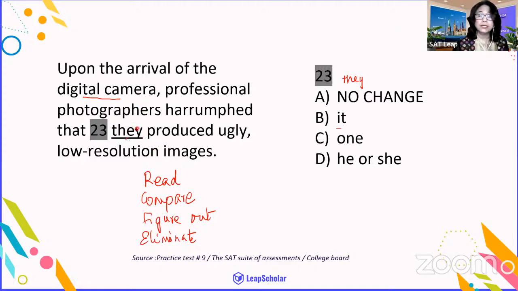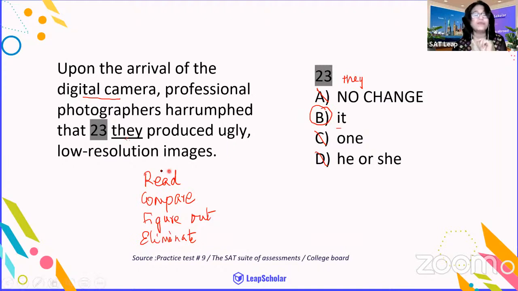So is "they" correct here? No, I need a singular pronoun. What can I eliminate? I can eliminate the plural one, yes. And I have "it" and "one," because that one produced. Now, "one" is very vague here. We do not know what it stands for, so you cannot use "one." Can you use "he or she"? No. He or she can only refer to human beings, can't refer to digital cameras, however wonderful they are. So our answer is "it."